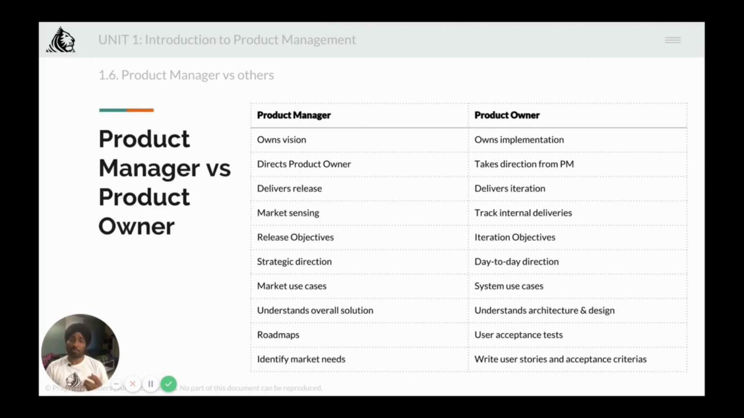So once again, product manager versus product owner. Well, product manager owns the vision. He directs the product owner. He delivers the release, market sensing, release objectives, strategic direction, etc.